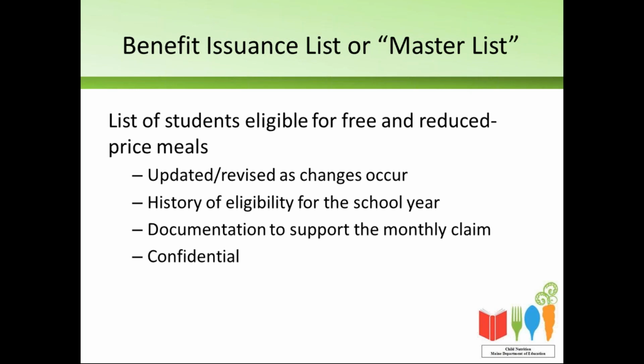Benefit issuance list or master list. This is a list of students eligible for free and reduced meals. It must be updated or revised as changes occur. It has to include the date of any changes. If a child moved out, put that date on your master list. If a child's eligibility changed, put that change and the date on that master list.